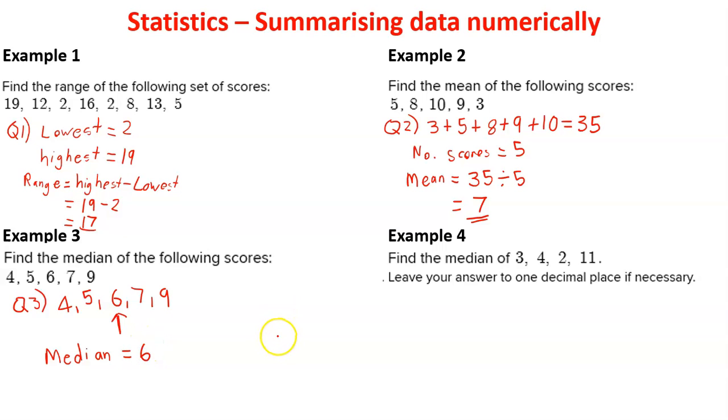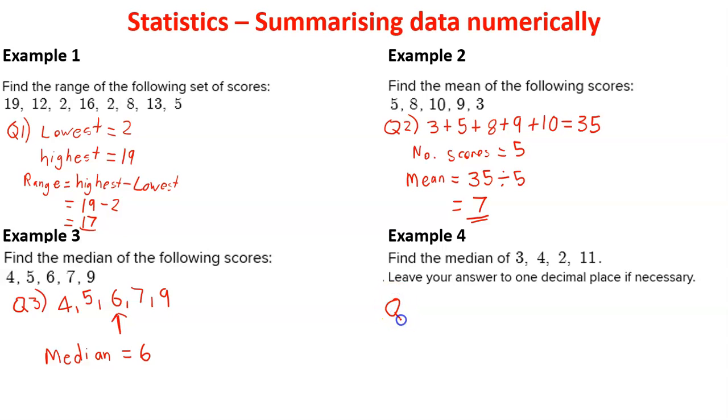That's pretty easy. Example number 4. Find the median of 3, 4, 2, and 11. Leave your answer to one decimal place if necessary. So again, we've got to be a little bit careful. It's telling us to use one decimal place. So again, in order to find the median, we need to put our data in order from smallest to largest.